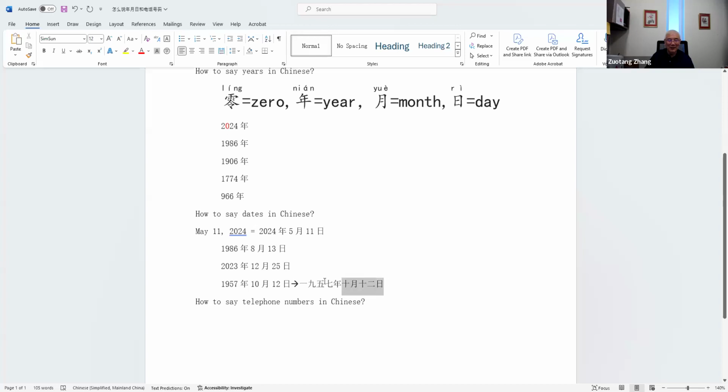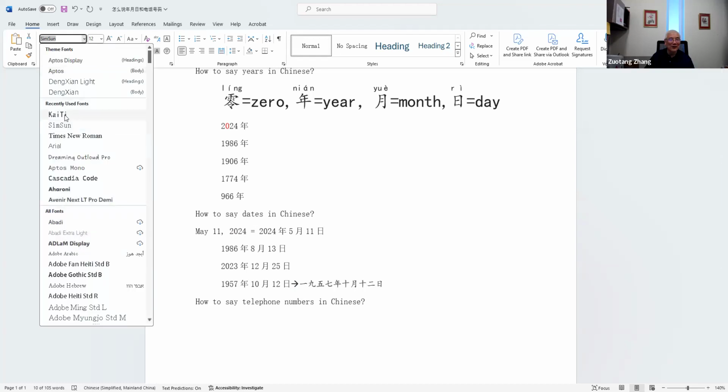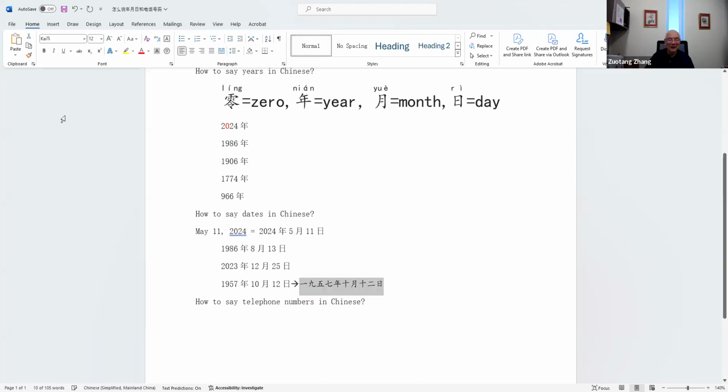Let me change this to the user-friendly font, which is called the handwritten font. It would look like this one. 1957年10月12日. The reason I'm doing this is because our textbook uses this font type, so it looks easier for you to identify or to recognize. So that's 1957年10月12日. All right, now you can use this pattern to say your birthdays.